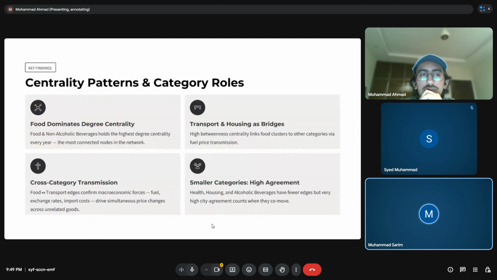Now, this slide is mainly about the concepts that led these graphs and how it all ties back to our discrete project. First of all, as you can see, food dominates the degree centrality, which is again all of the connections that the items have themselves. Why is that? And it dominates this every single year. This is because food and non-alcoholic beverages, things like tomatoes, pulses, wheat flour, appear in the top 5 a lot.